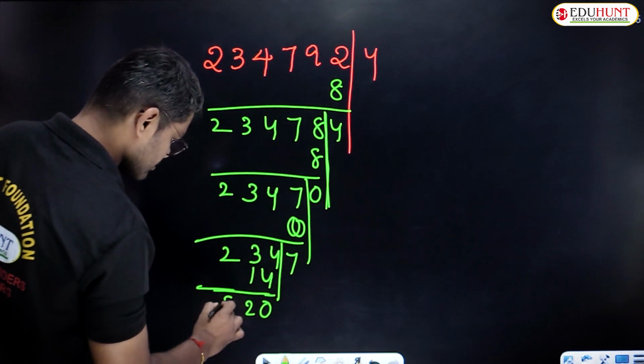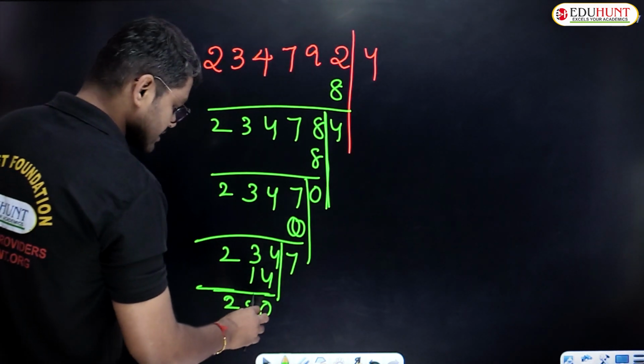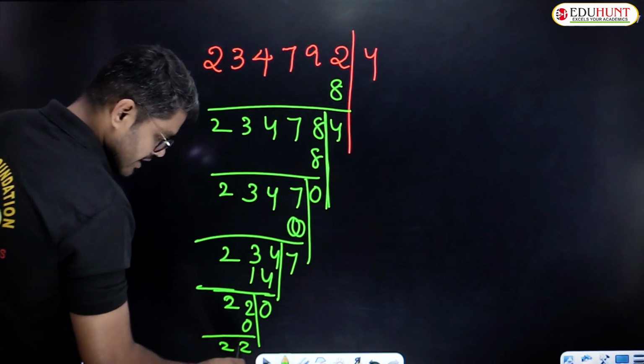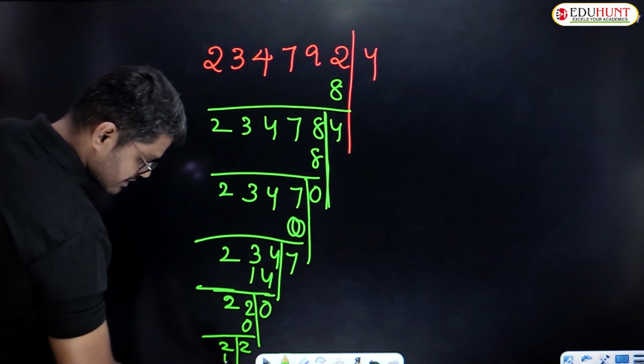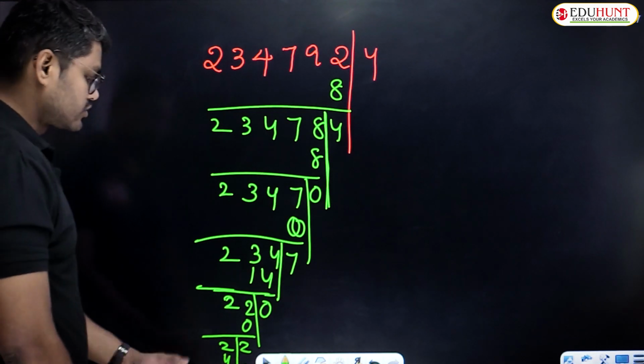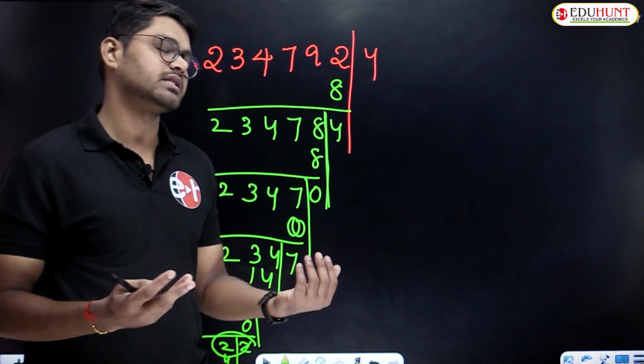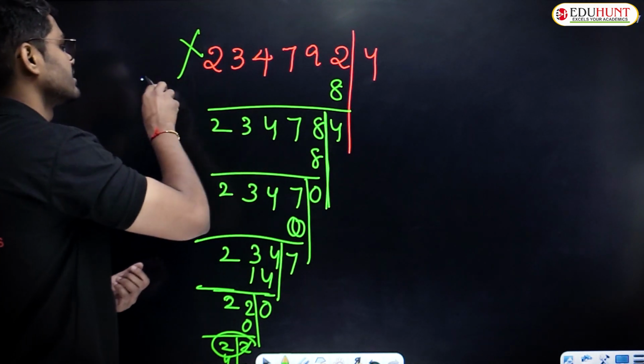Again take the unit digit 0, 0. Okay, 2, 2. Again take the unit digit and double it, 4. 22, you can take 22 also. 22 is not divisible by 7, therefore this whole number is not divisible by 7.